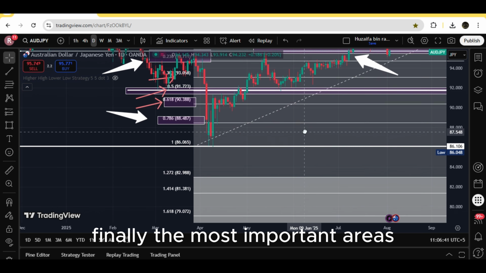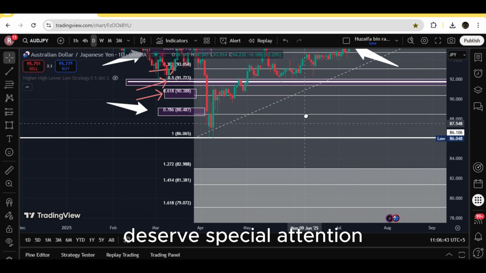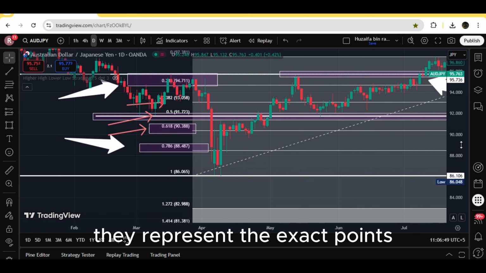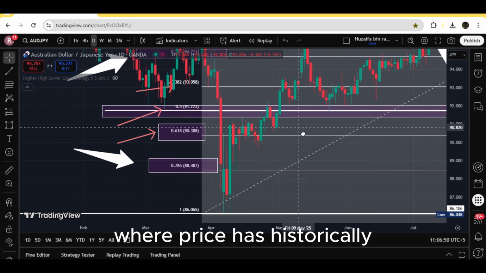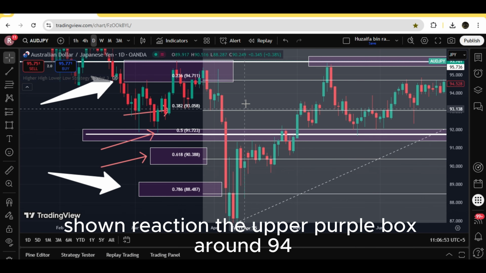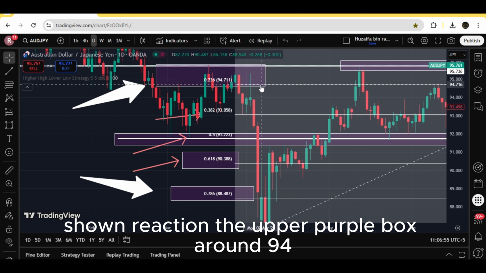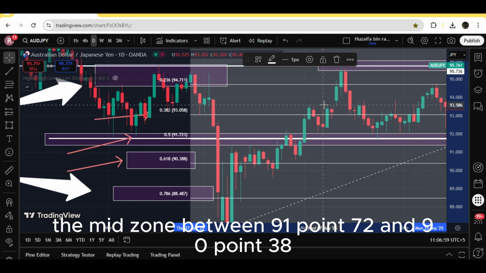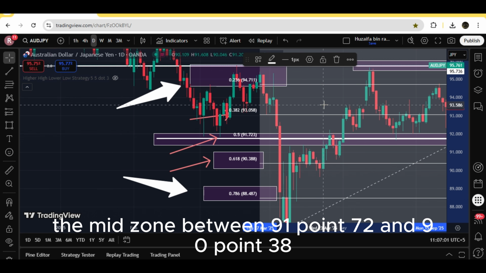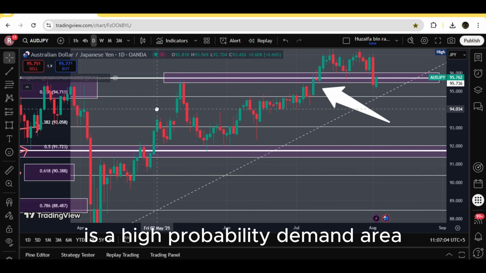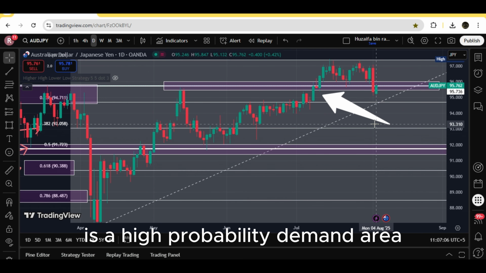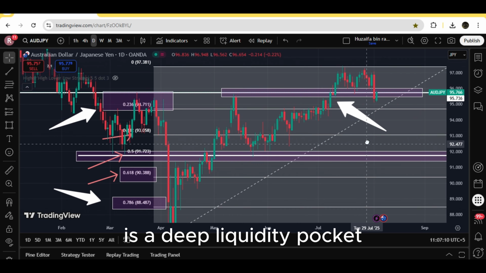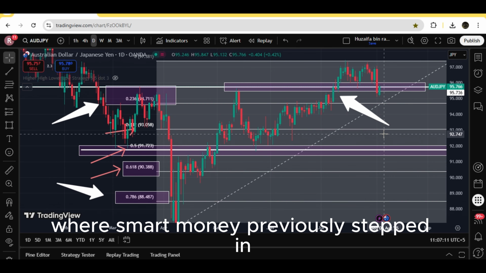Finally, the most important areas you've marked with purple zones deserve special attention. These aren't just random highlights. They represent the exact points where price has historically shown reaction. The upper purple box around 94.11 is a short-term resistance. The mid-zone between 91.72 and 90.38 is a high-probability demand area. And the lower zone near 88.48 is a deep liquidity pocket where smart money previously stepped in.